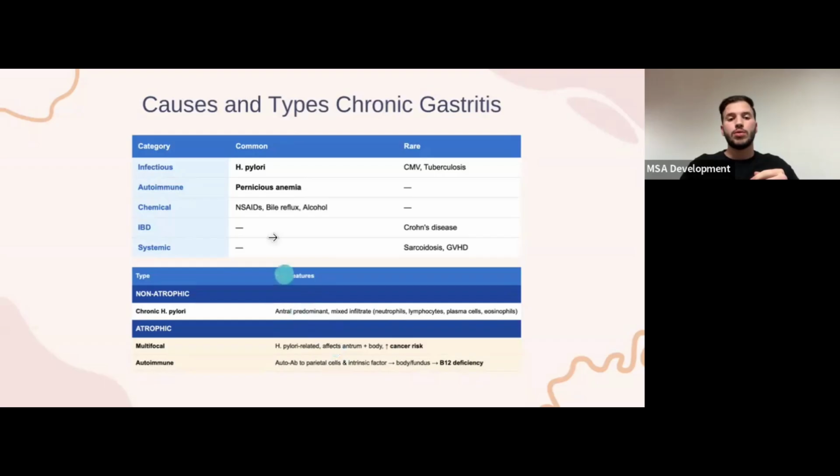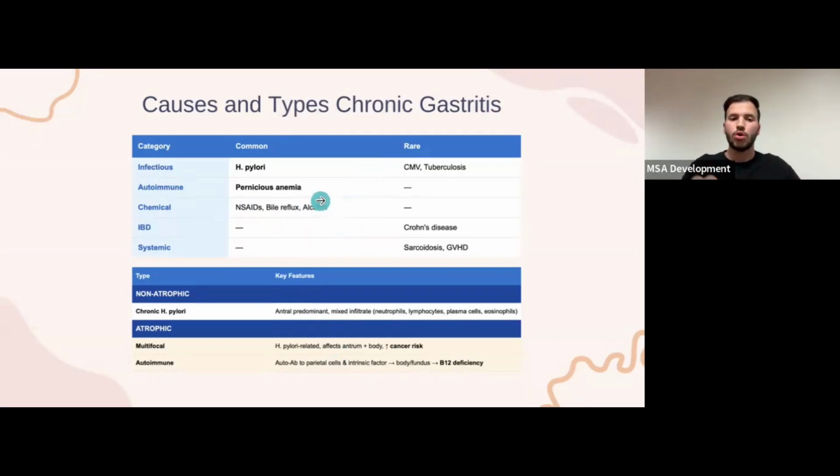Now, as you can see here are the causes. Honestly, the two main causes are: the first main cause is H. pylori, followed by pernicious anemia. Those are the most common, but come on, read the rest because they were also in Dr. Sahibani's lecture.